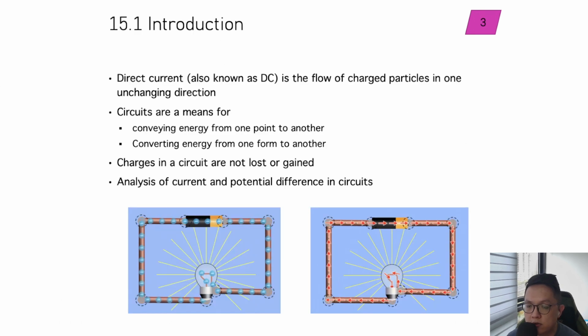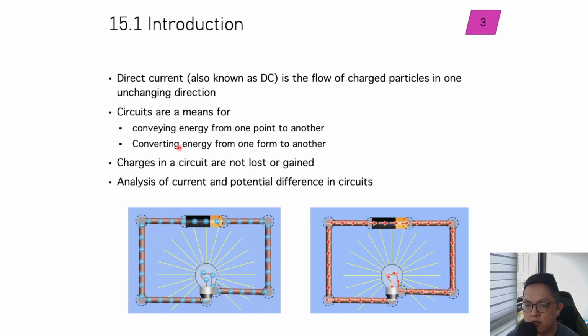Alright, so let's quickly jump on to our introduction. So DC circuits is essentially direct current circuits. Okay, it's a flow of charged particles in one unchanging direction. And we know that circuits are means for conveying energy from one point to another, and it's also to convert energy from one form to another.